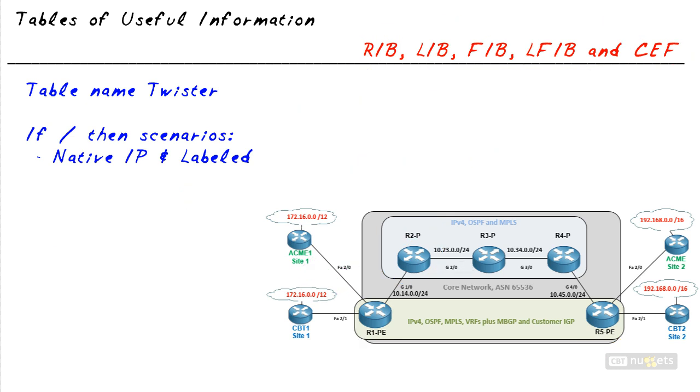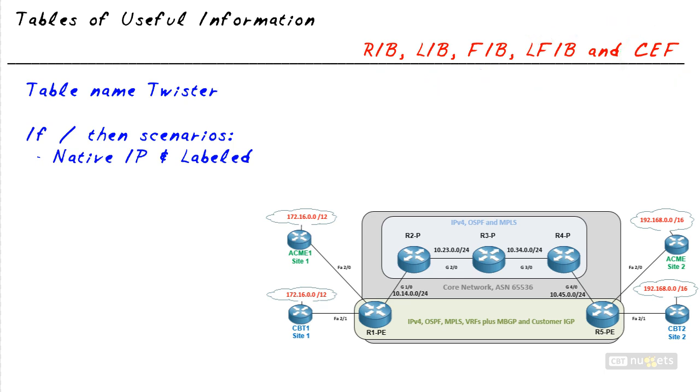So with all of these labels, it could be a little bit of a table tongue twister, because we have label tables, such as the LIB and the LFIB, and we might have some label-less tables, like the RIB and the FIB. And due to CEF, we are cached and ready to go regarding the information in the LFIB as well as the FIB, so we can do any type of forwarding that we need to.